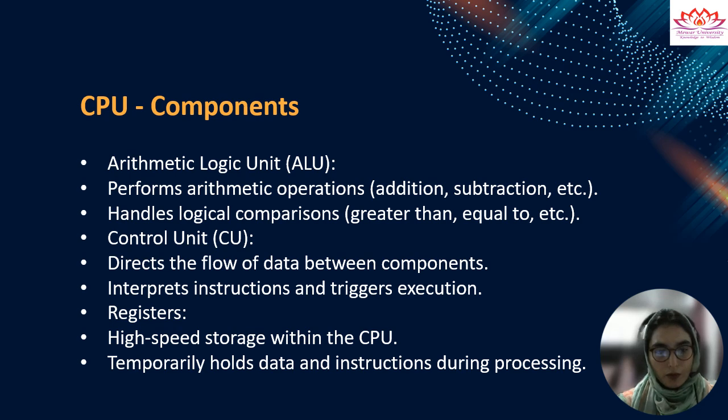Now coming to the components, the CPU is divided into three main parts: arithmetic logic unit, control unit, and registers. Arithmetic logic unit performs all arithmetic calculations like addition, subtraction, and multiplication, as well as logical comparisons like greater than or equal to. Then control unit, this manages the flow of data between the CPU, memory, and other hardware.